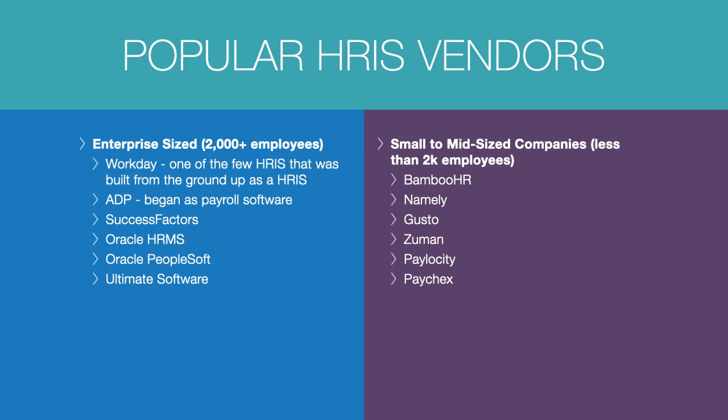The small to medium size companies, or those with fewer than 2,000 employees, tend to use vendors like Bamboo HR, namely Gusto, which actually started off as an SMB payroll product, which then, a few years later, developed the HR part of their software. Zenefits, which started off as a benefits administration software and then integrated or developed the HR portion. Paylocity and Paychex, as I mentioned, both started off as payroll companies.